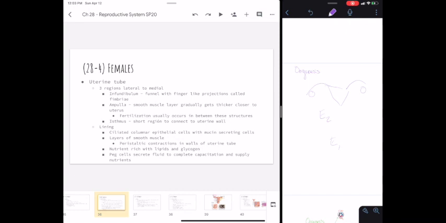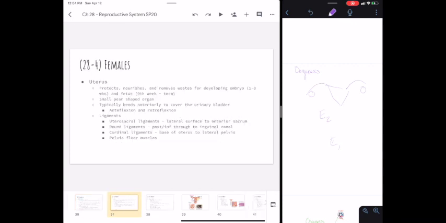The lining is nutrient rich with lipids and glycogen. This is super important because this is where sperm go through capacitation, and as part of capacitation they can receive those last bits of nutrients so that they're fully prepared to penetrate the egg. We have PEG cells. These secrete fluid, again, to help with capacitation and supply nutrients. So don't worry about PEG cells. That's some very specific information.